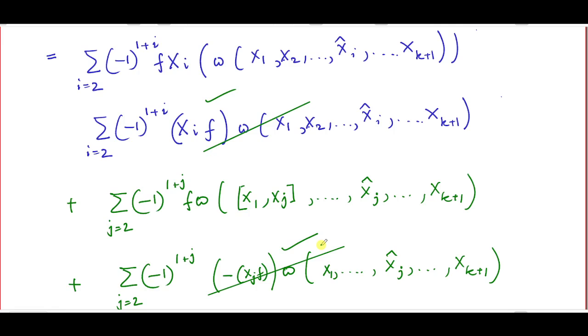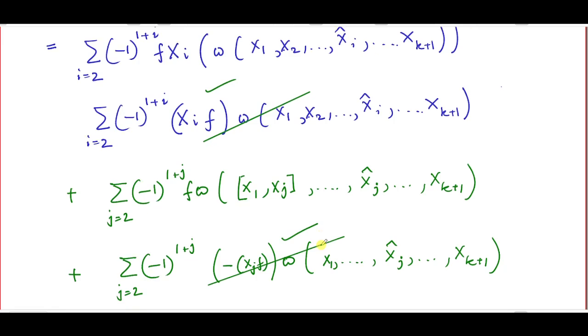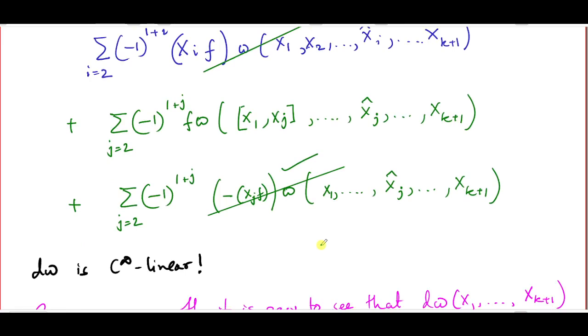And therefore, the overall result is simply this. If you replace the first argument of d omega by f times that argument, the result is f times the result of d omega acting on the original arguments. So d omega is C-infinity linear in the first argument, and of course, because of complete anti-symmetry, that guarantees C-infinity linearity in all the arguments. So we are now very, very close to proving that d omega is actually a k plus 1 form.